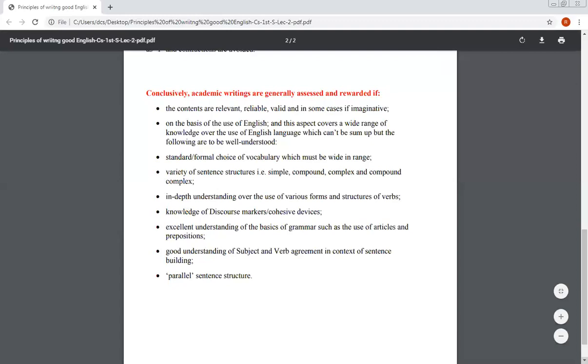Last but not least, parallel sentence structure. Parallel stands for two lines that move in the same direction. I discussed this with you with certain examples in our early classes before the midterm exam. And that means a sentence must move in the same direction.